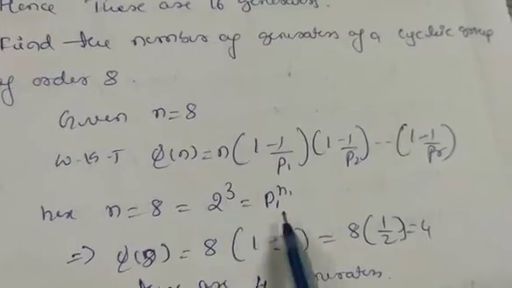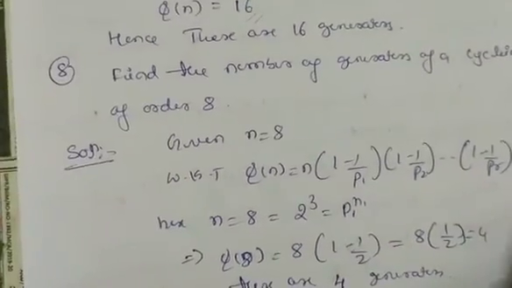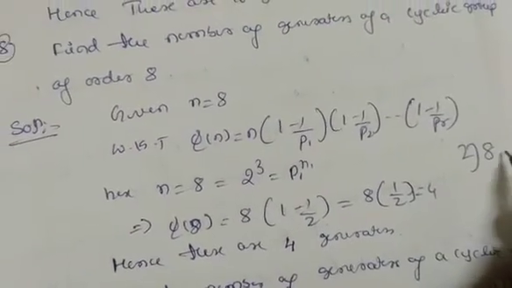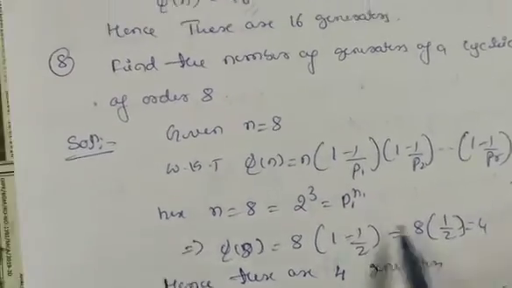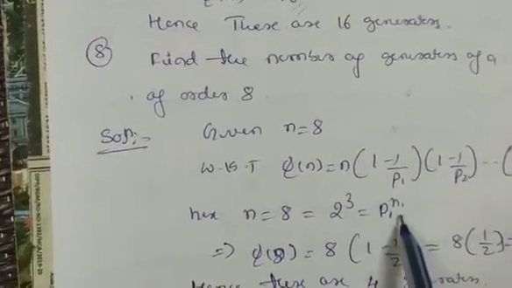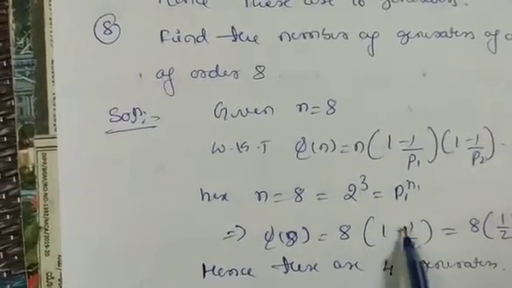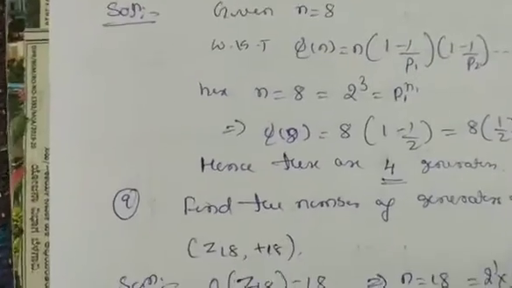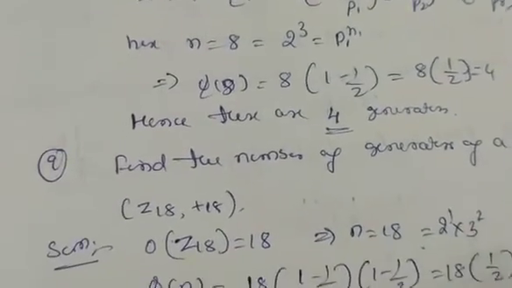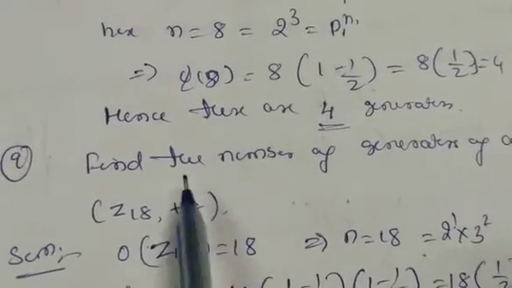Divide 8 by 2. So first we have to divide this 8 by 2. That is 2 4s are 8. Again 2 2s are 4. So it is 2 to the power of 3. P1 is 2 only here. So 8 into 1 minus 1 by 2. After simplification you will get 4. So this group has 4 generators. Take one more example which is different here.